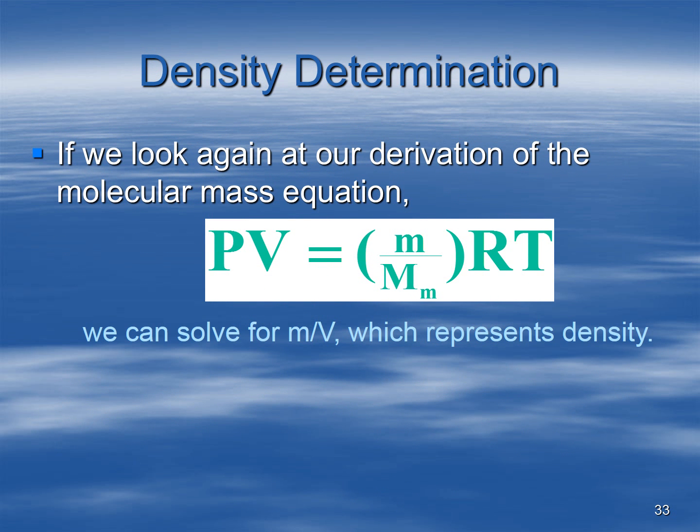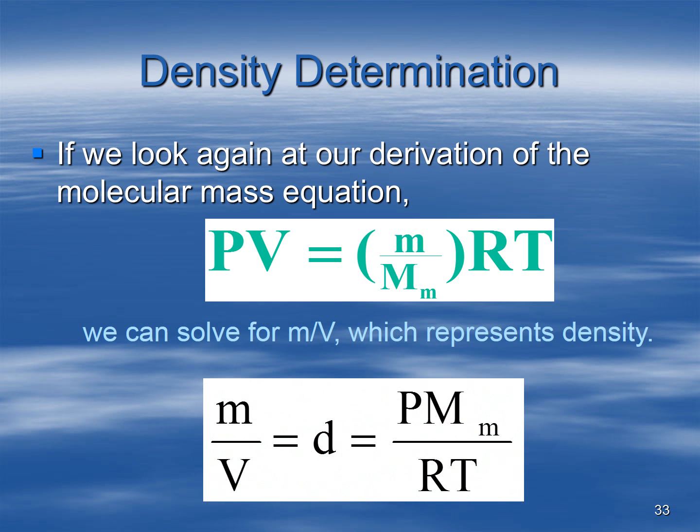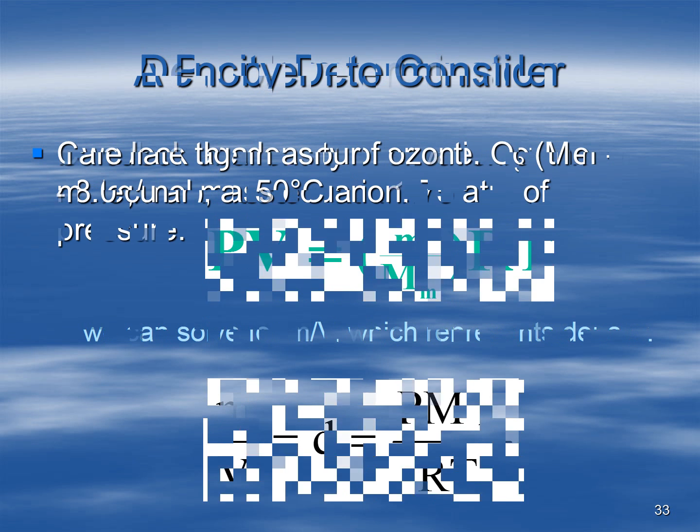We can also take this equation and rearrange it again a little bit. If we multiply both sides by molecular weight, MM, and then divide both sides by V, we're going to end up with density. Mass over volume is density. And now density equals P times molecular weight divided by RT. So it's just another variation on this equation.